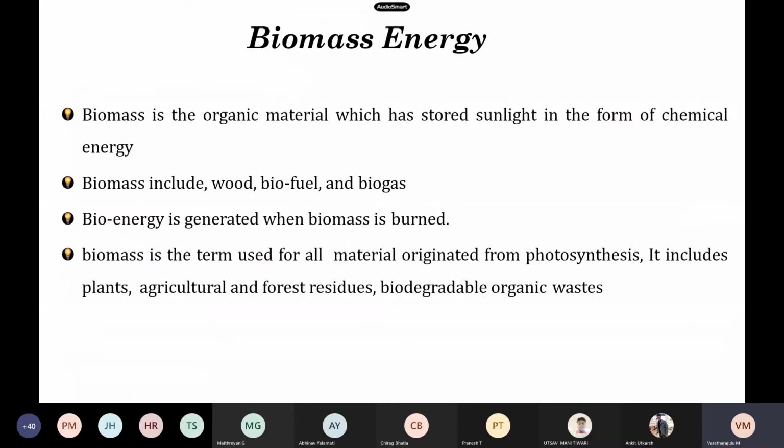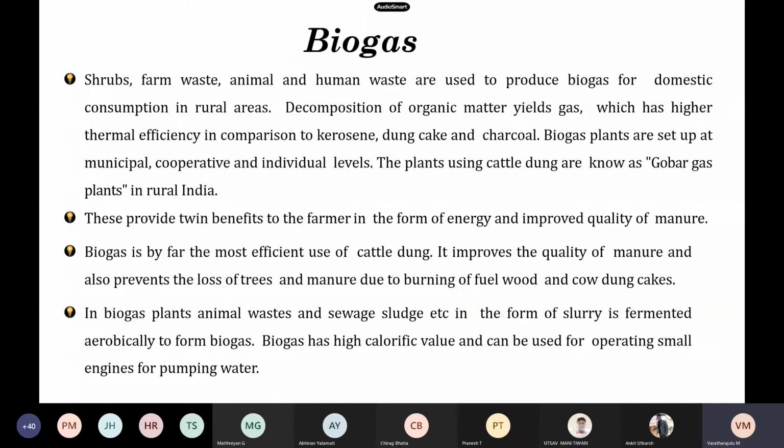Usually in India, we talk about cow dung, and here it is given as cattle dung. Anyway, we are getting the gobar gas through that, and that is the main source of power under the head of biogas. This provides twin benefits to farmers in the form of energy and improved quality manure. Biogas is the most efficient user of cattle dung. It prevents the loss of trees due to the burning of wood and cow dung cakes. And this is how we are utilizing the cow dung and cattle dung.